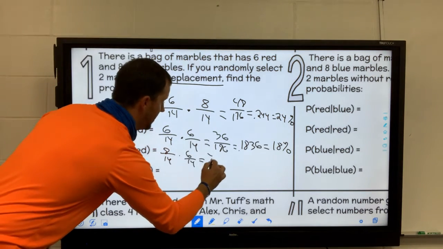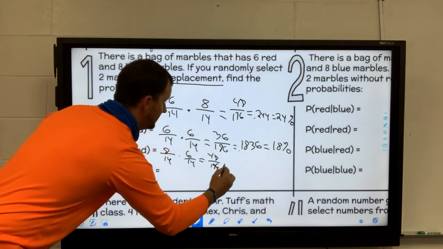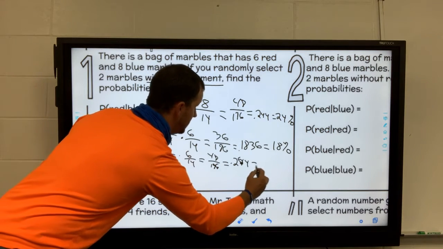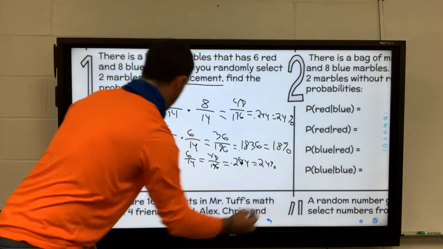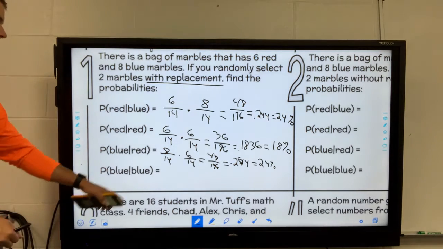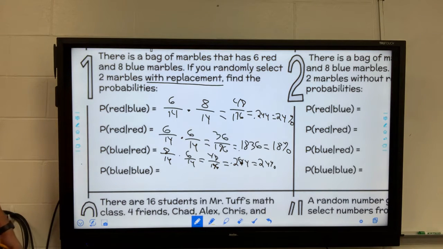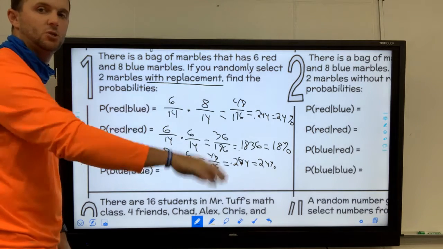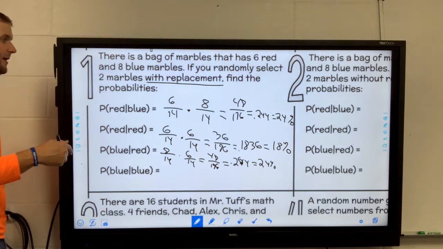When I multiply it across, it's going to be the same as the top. And then it's going to come out to be a 0.244 chance, which is going to give me a 24% chance. And then lastly, what's the probability of me getting a blue and a blue? So that means I'm reaching in, pulling out a blue, putting it back, reaching in, trying to pull out another blue. What's the probability of me getting that?